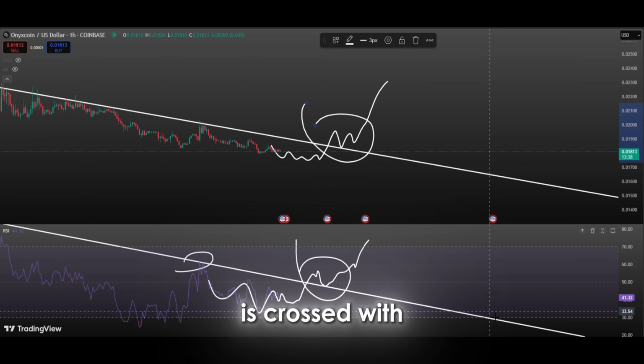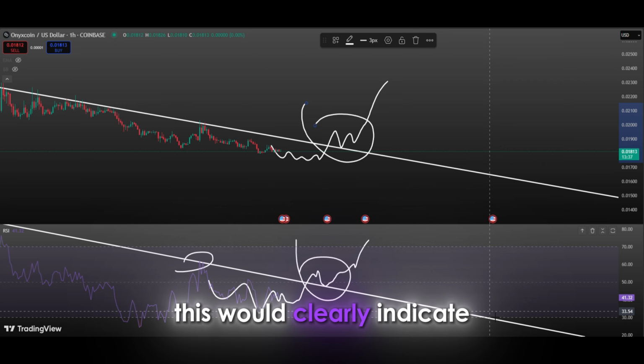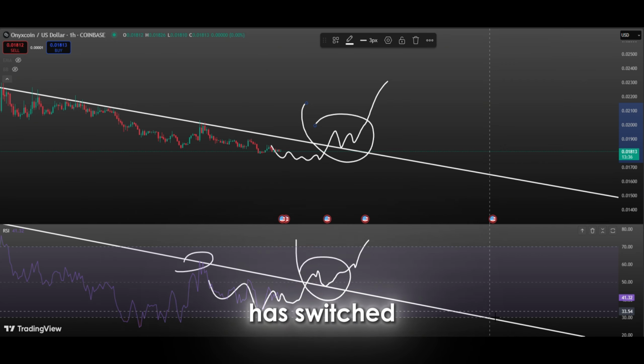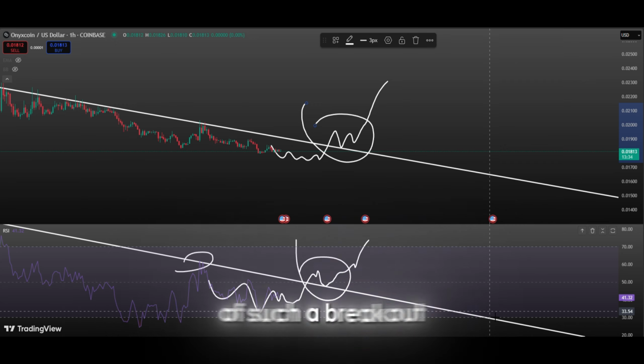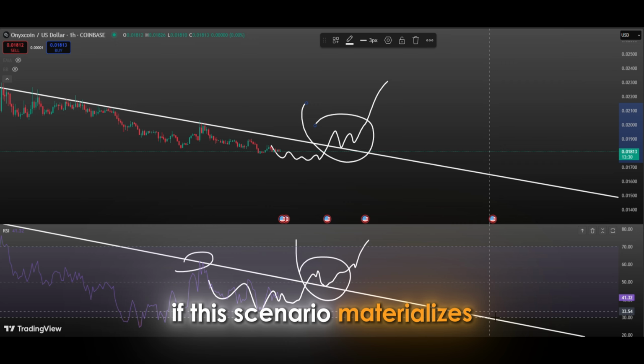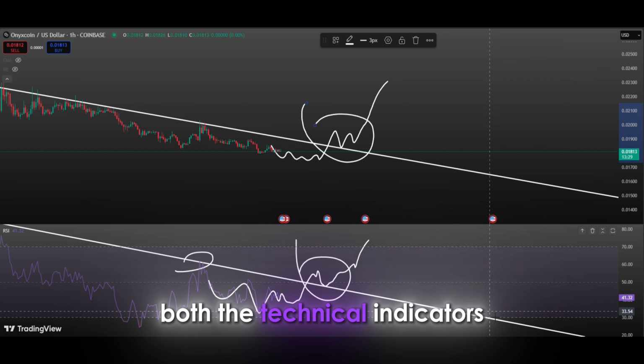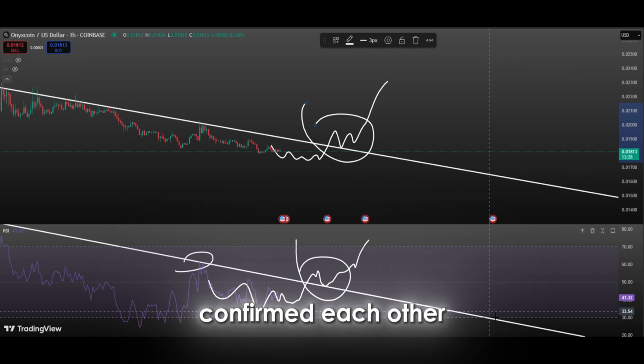If the downtrend is crossed with an upward move, this would clearly indicate that the market has switched from sellers to buyers and momentum has shifted. In the event of such a breakout, an upside breakout of the long-lasting downtrend would be highly likely, similarly on the price chart. If this scenario materializes, both the technical indicators and the price structure will have confirmed each other, which usually signals the beginning of a strong bullish move.